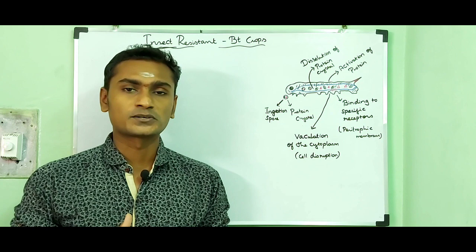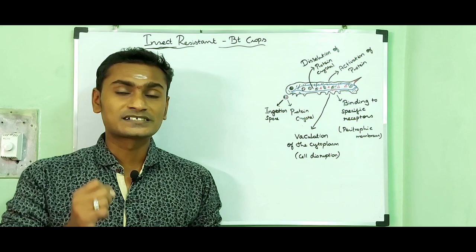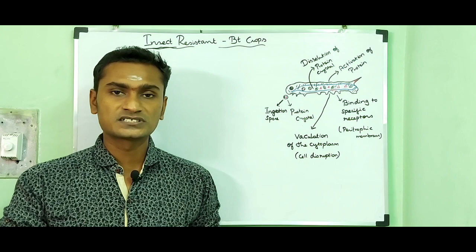In this video, we are going to discuss a topic called insect resistant plants, especially BT crops. BT crops are insect resistant transgenic plants, especially created to kill insects like beetles, bollworms, grasshoppers and aphids.